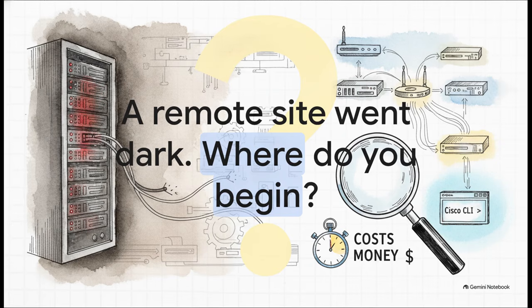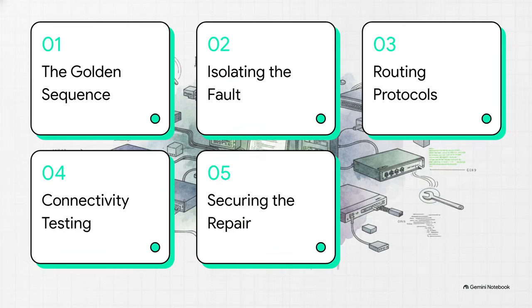Our primary magnifying glass for this investigation? The Cisco command line interface. And to use it effectively when the pressure is on, well, we need a flawless strategy. And here is that strategy, our incident response checklist. First, we've got the golden sequence, then isolating the fault, investigating routing protocols, live connectivity testing, and finally, securing the repair. Let's get into it.